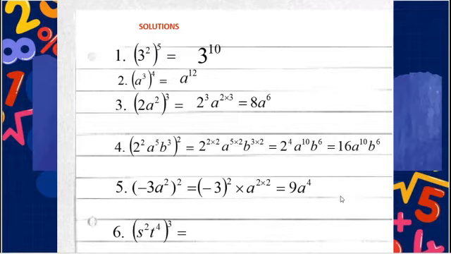Next. How about we have s squared t to the 4th, quantity cubed. Kung ang sagot mo ay s to the 6th, t to the 12th, you are correct.